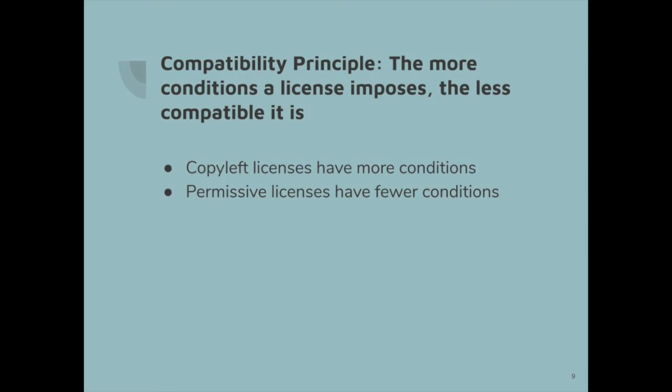The next principle is that the more conditions a license imposes, the less compatible it is. Copyleft licenses have more conditions, and permissive licenses have fewer conditions. The stronger a copyleft license is, the more conditions it imposes. If you want to know more about strong and weak copyleft licenses, you might like to take a look at my presentation on open source licensing basics. There's information about that at the end of this presentation.